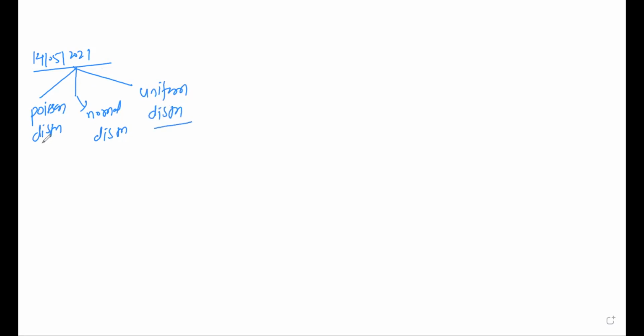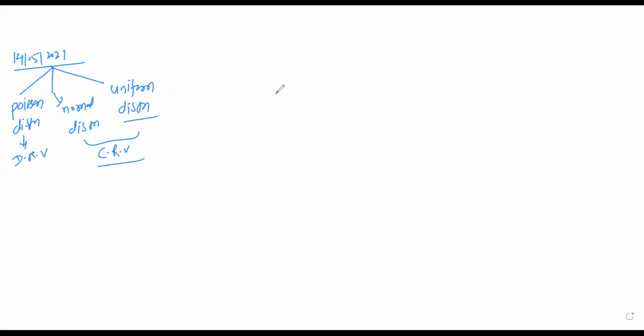So Poisson distribution comes under the discrete random variable, and these two are the continuous random variables. So we'll start here with the Poisson distribution.